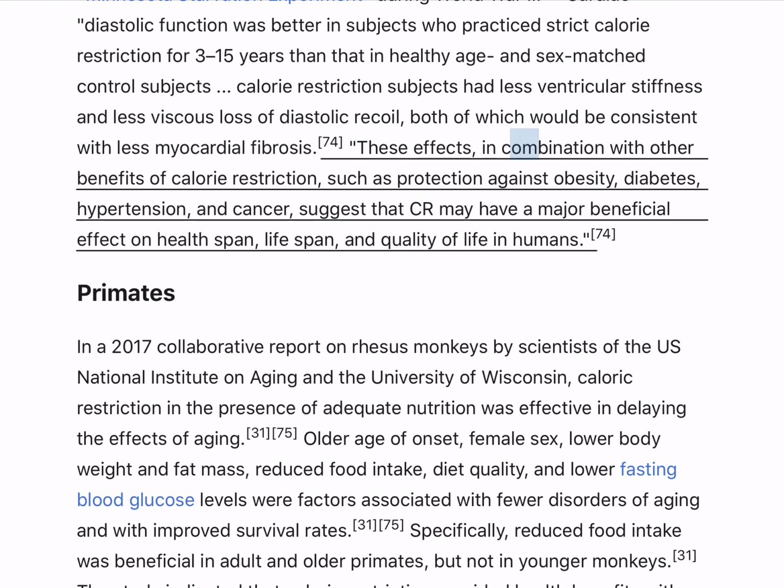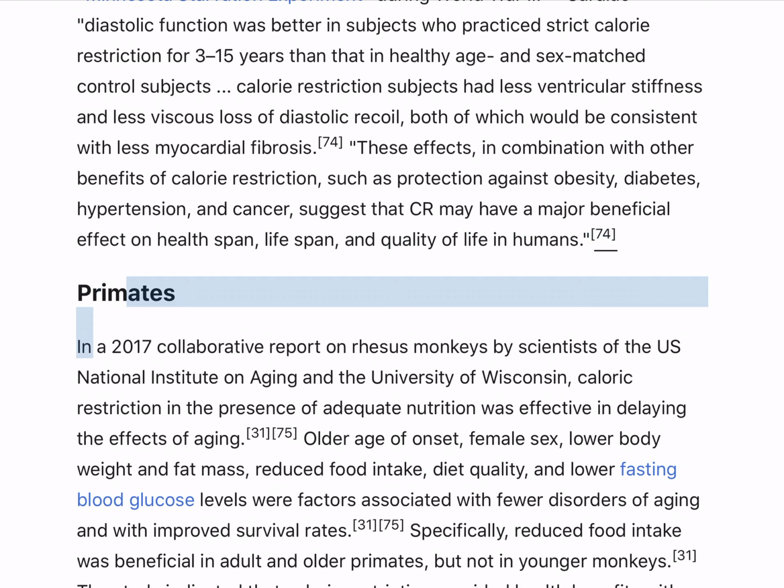These effects, in combination with other benefits of calorie restriction, such as protection against obesity, diabetes, hypertension, and cancer, suggest that CR may have a major beneficial effect on health span, lifespan, and quality of life in humans.